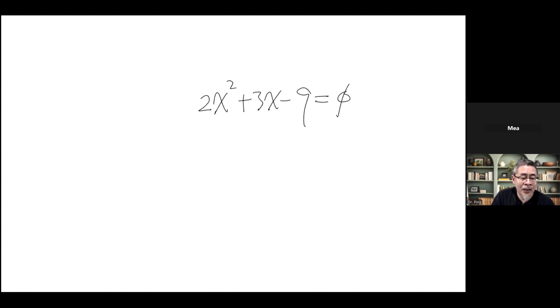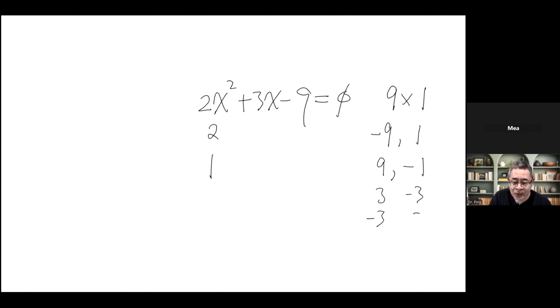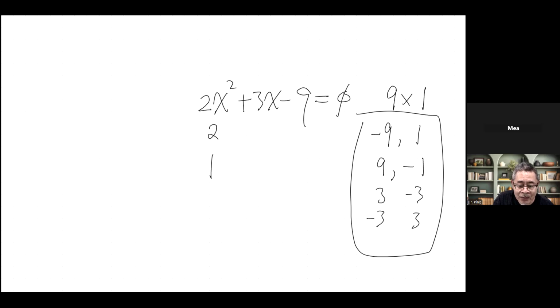Okay, well, let's see. We can break this to 2 and 1. Now we're just dealing with 9. 9 could be 9 times 1, with negative 9 and 1, or 9 and negative 1, or we could have 3 and negative 3, or negative 3 and 3. Are we good on this one? How to break a 9? Okay, so we just try it.